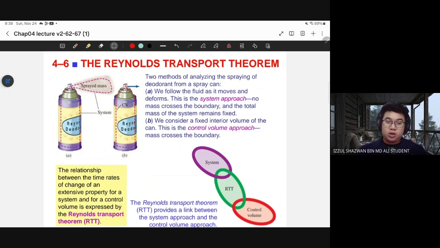First things first, we will see the example that the slideshow has given to us. It shows two methods of analyzing the spray of deodorant from a spray can. The first one is we follow the fluid as it moves and deforms. This is the system approach. No mass crosses the boundary and the total mass of the system remains fixed.